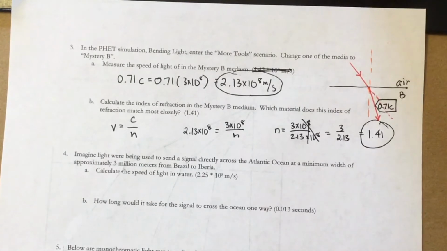Now, to double check, I know I mentioned this earlier, but the index of refraction is some number between 1 and 2.5. If you accidentally divided in the wrong order and got some number less than 1, like 0.7, well, that's actually not possible. So that's an indication that you divided incorrectly.